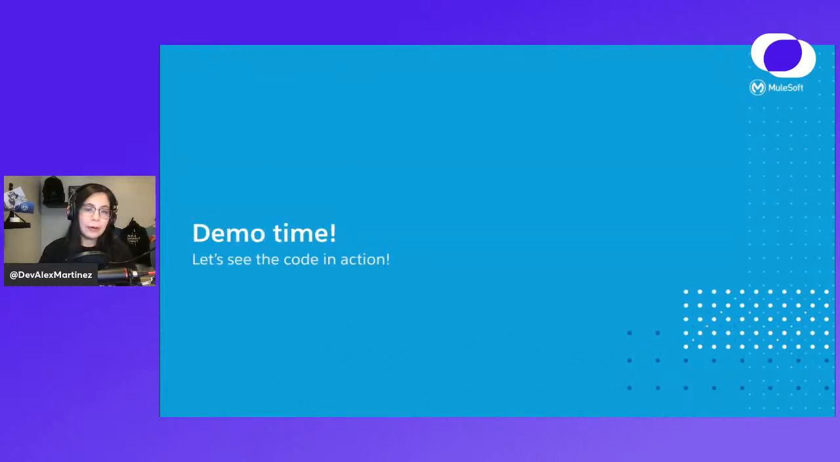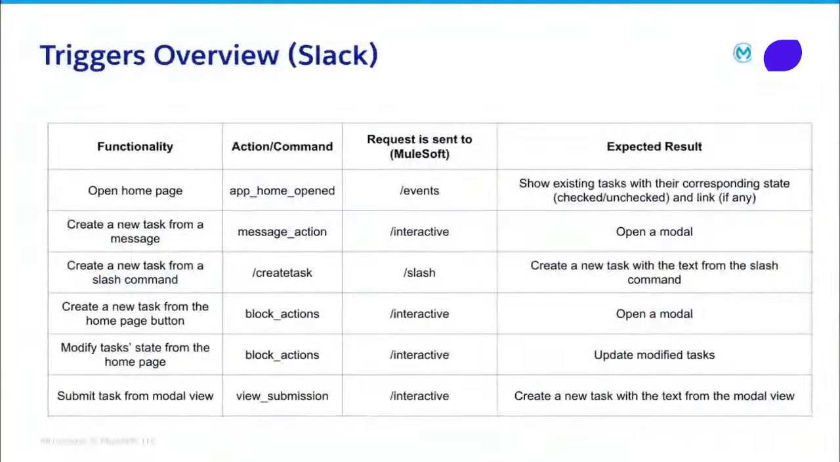And now the demo. Let's see the code in action. But I'm going to leave this open because I am going to explain all of these things. Basically, here we have the column of all of the functionality that I explained. So you can open the home page. You can create a new task from a message. You can create a new task from a slash command, create a new task from the homepage button. You can modify the task's state from the homepage.